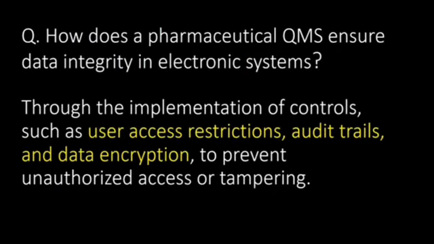How does a pharmaceutical QMS ensure data integrity in electronic systems? Data integrity in electronic systems is ensured through the implementation of controls such as user access restrictions, audit trails, and data encryption to prevent unauthorized access or tampering.